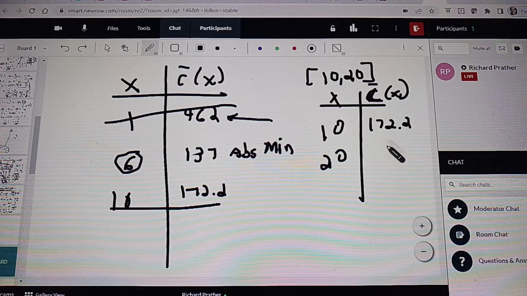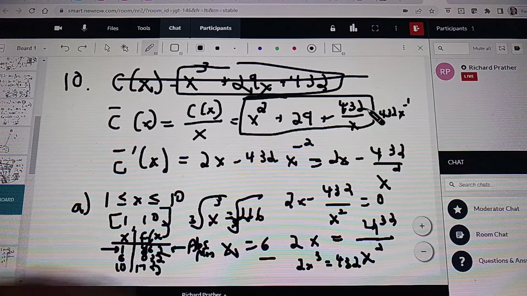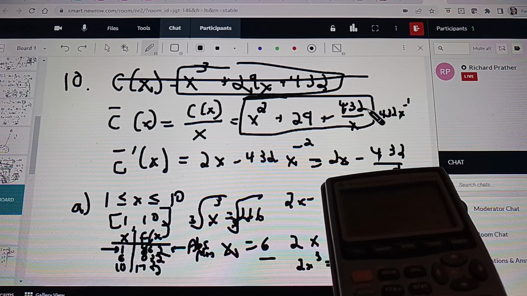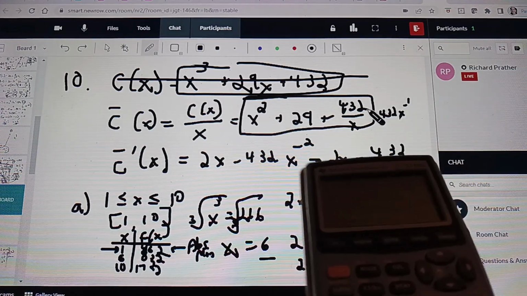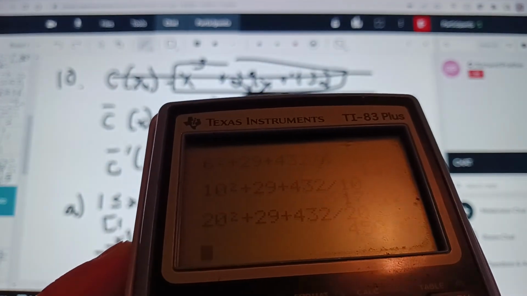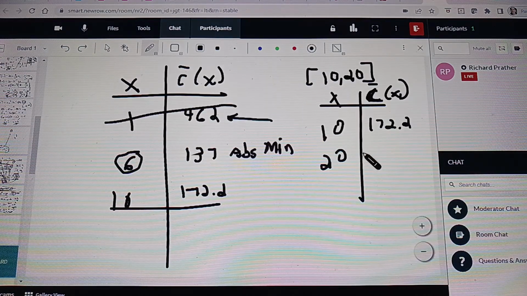So one of these is the max and one of these is the min, but we only care about the minimum right now. So plug 20 into this average cost function. 20 squared plus 29 plus 432 divided by 20. Is this higher or lower than 172.2? It's higher, 450.6. So now this is the absolute minimum in this closed interval, and this is the absolute maximum in this closed interval, though we don't care about that.